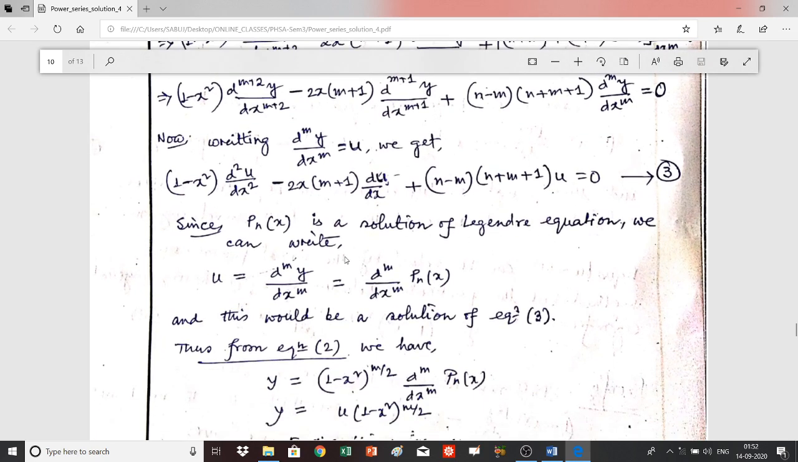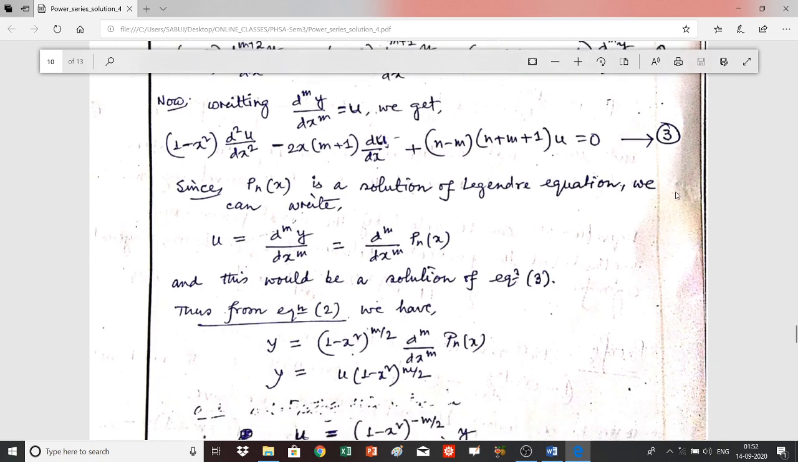Now since P_n(x) is a solution of the Legendre equation, we can write u, since u is taken as d^m y by dx^m, that is equal to d^m by dx^m, since y is equal to P_n(x). So P_n(x) is written here, and this will be a solution of equation 3.